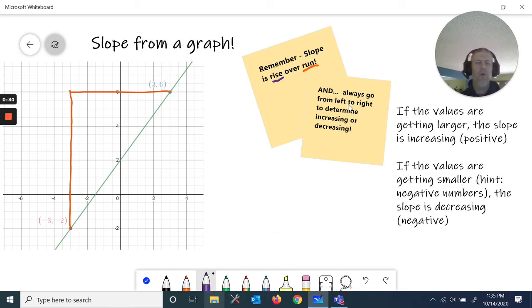Then we need to determine if our slope is positive or negative. To determine that, we always go from left to right to see if it's increasing or decreasing. We'll talk about that once we identify our slope.